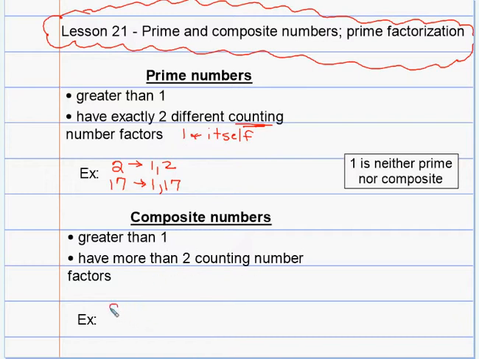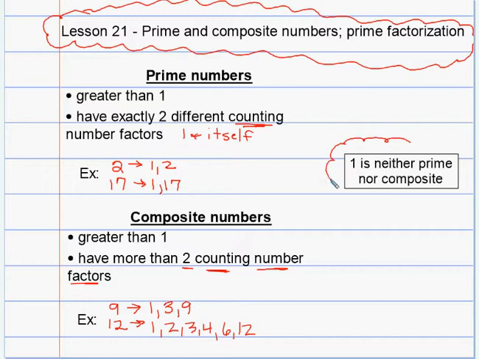So, for instance, the number 9 would have factors of 1, 3, and 9. The number 12 would have factors of 1, 2, 3, 4, 6, and 12. Anytime you have more than two counting number factors, you have a composite number. Composite just means it's made up of more items, or could be made up of more numbers.